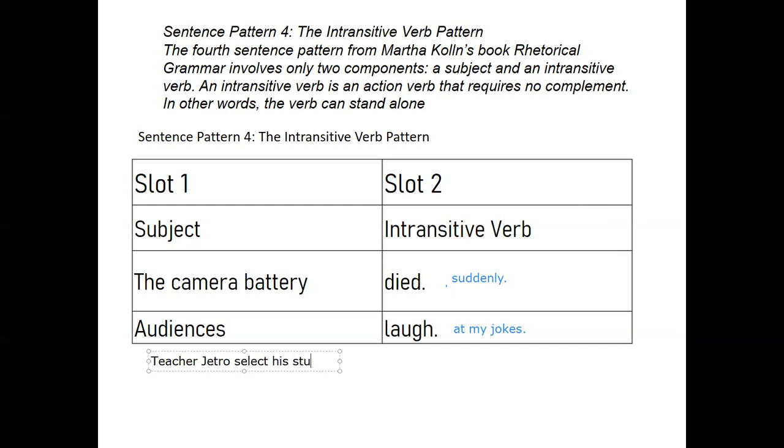Teacher Jethro selects his student to get the book. Teacher Jethro is the subject. Selects is the verb. His student is the indirect object, and to get the book is the direct object. I hope everyone got it. Don't get confused by the direct object and indirect object.